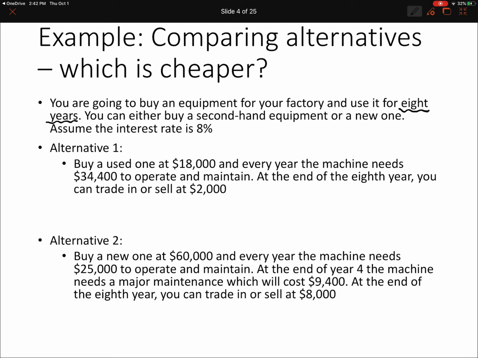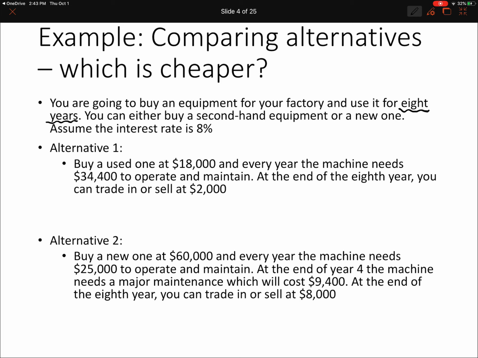And at the end of those 8 years, you might want to resell it or trade it in. That equipment has been used by a previous owner and you, so it's going to be very old. So the price you can resell it for is going to be very low. Make sense?